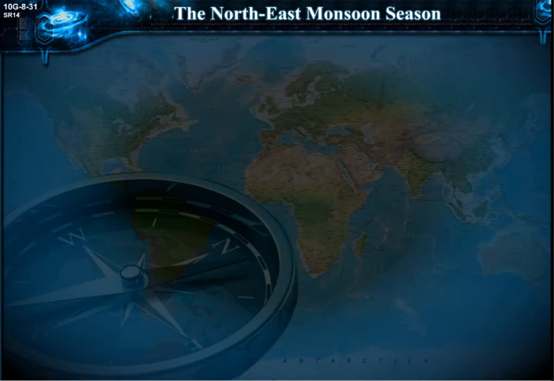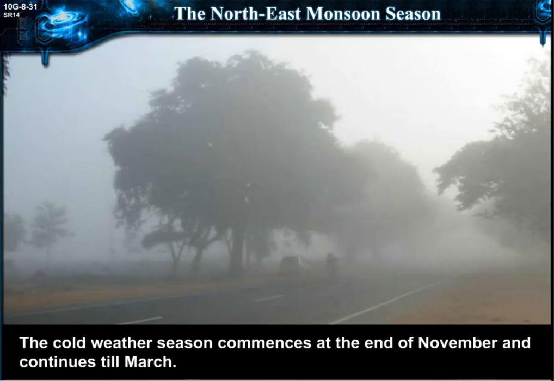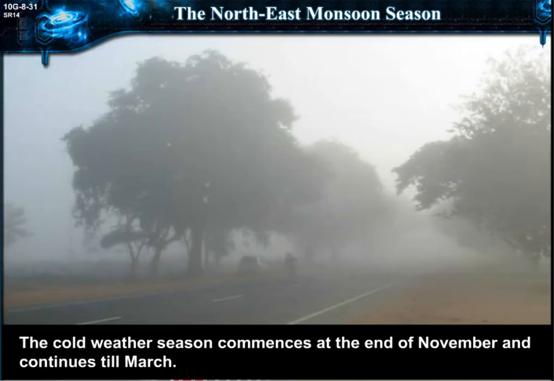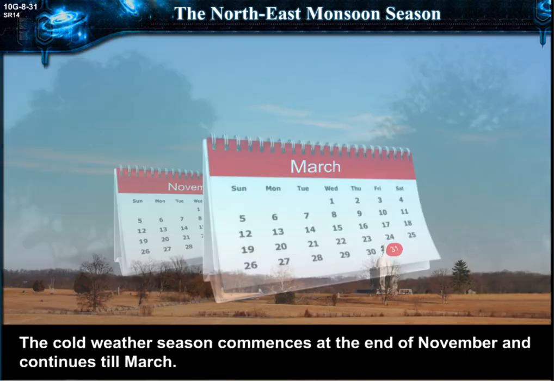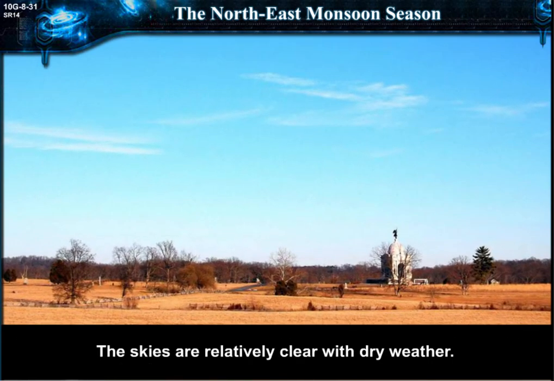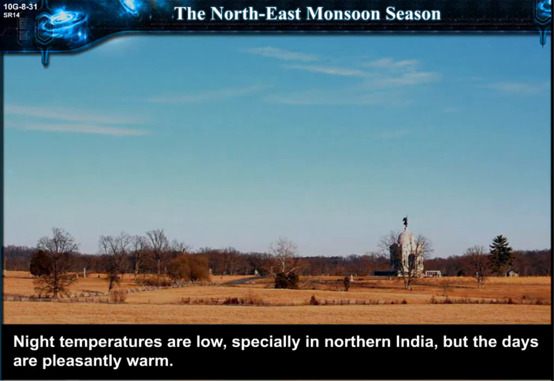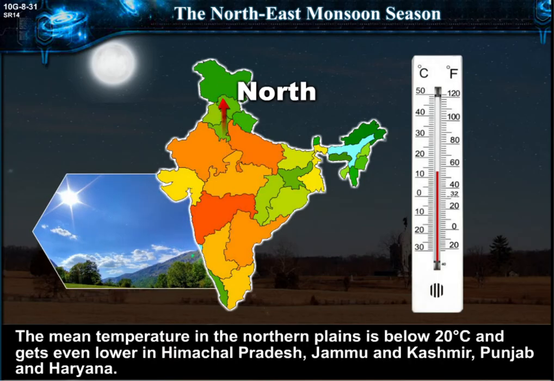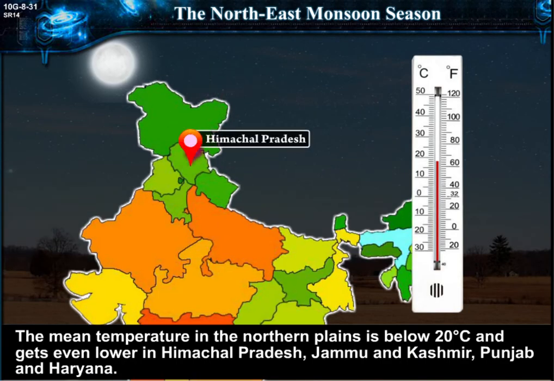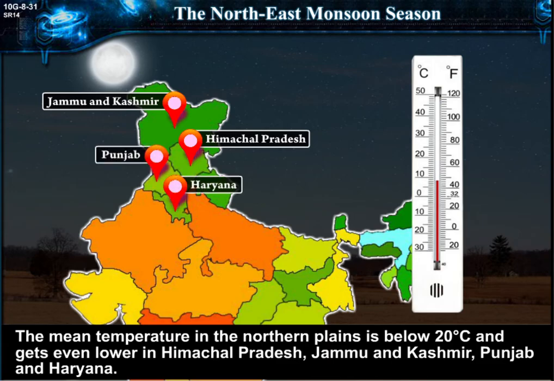The northeast monsoon season. The cold weather season commences at the end of November and continues till March. The skies are relatively clear with dry weather. Night temperatures are low, especially in northern India, but the days are pleasantly warm. The mean temperature in the northern plains is below 20°C and gets even lower in Himachal Pradesh, Jammu and Kashmir, Punjab and Haryana.